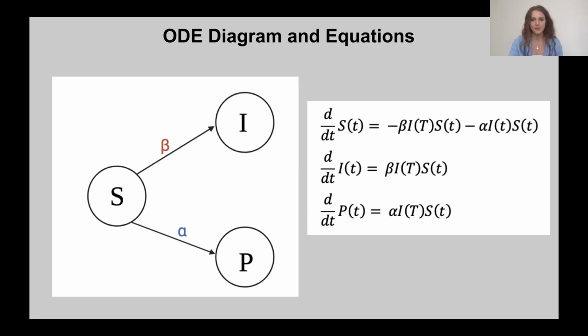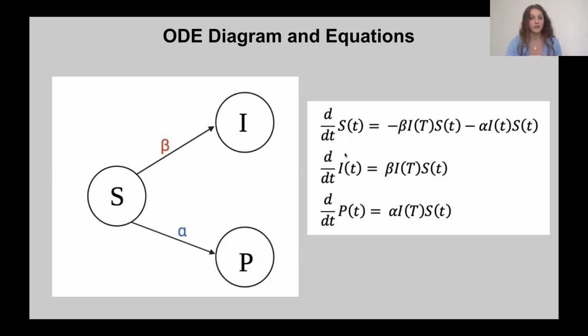The change in our susceptible population is when our infected population takes away from the susceptible, creating that subtraction: beta times the infected population at time t times the susceptible population at time t. And then we're also going to subtract the protection term, which is alpha times the infected population at time t times the susceptible population at time t.